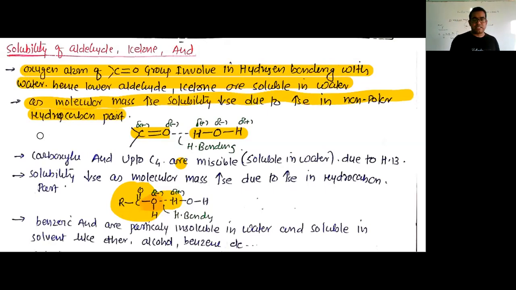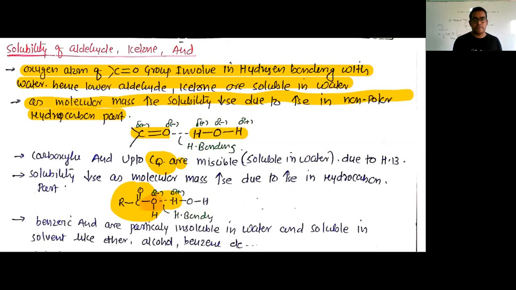In case of acid, up to 4 carbon atoms, C4, acids are soluble in water due to formation of hydrogen bonding. As the number of carbon atoms increases, non-polar hydrocarbon part increases, and hence solubility goes on decreasing. Right? So I hope you can understand the concept of solubility of aldehyde, ketone and acid.